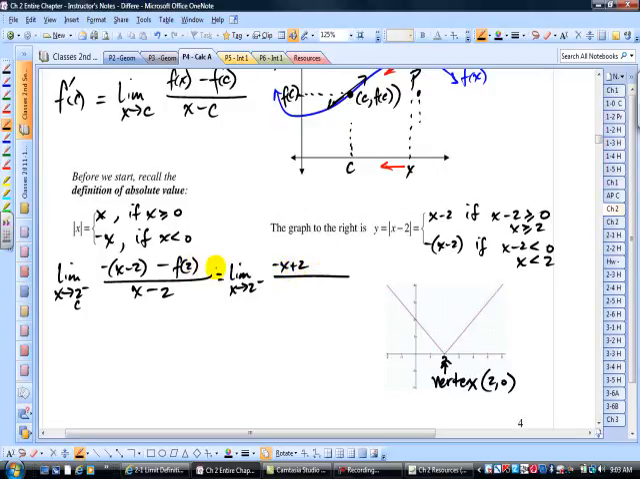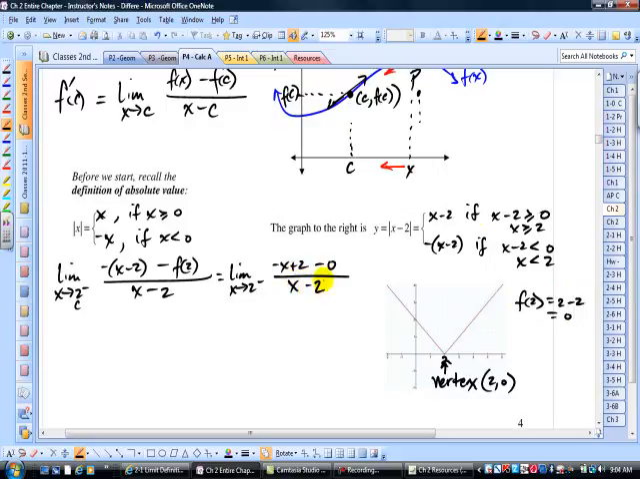F of 2, what's that? We substitute it into the first part of your function here, because you've got to look at the domain. 2 is greater than or equal to 2 here, so you evaluate the first part. Let me just make a little note here. Using this, f of 2 is going to be equal to 2 minus 2, or obviously 0. So I'm going to put minus 0 there, all divided by x minus 2.